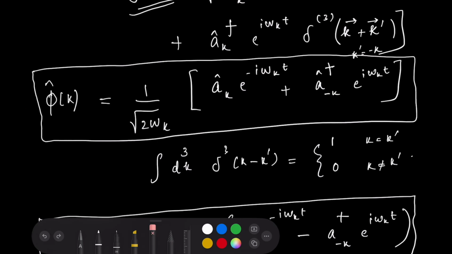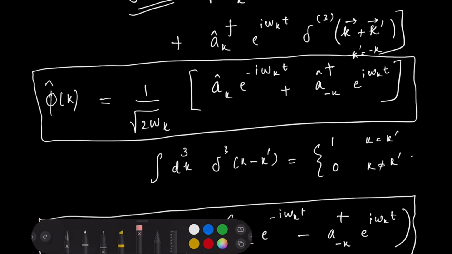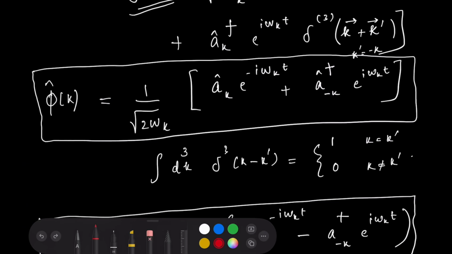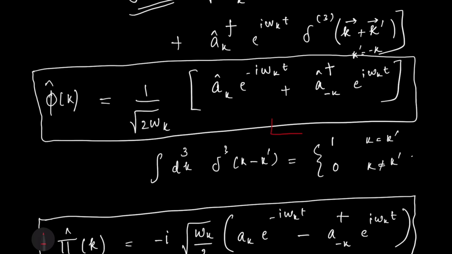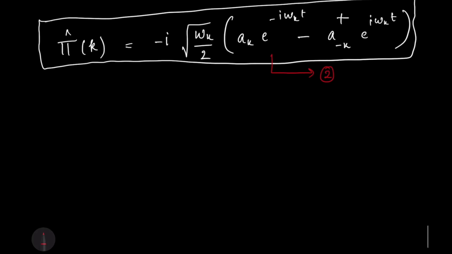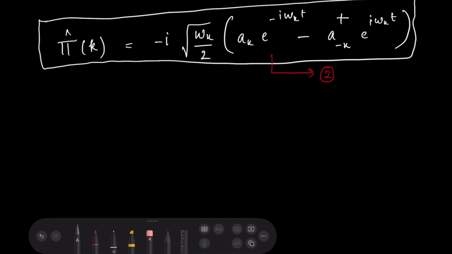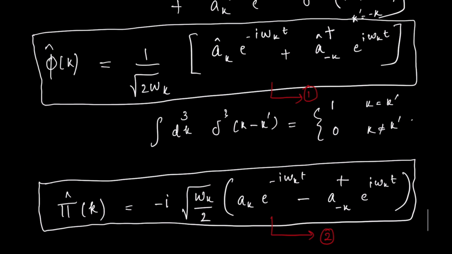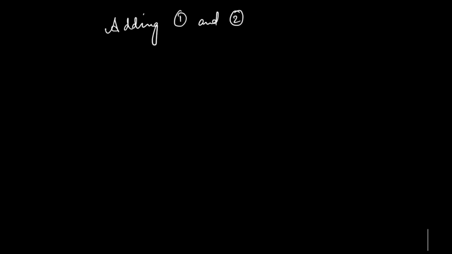Let this equation be equation number 1 and let this be equation number 2. So how do I decouple? If I have 1 and 2, then adding equation 1 and equation 2, the second term will vanish because here there is a plus and here there is a minus. So how do I do this?